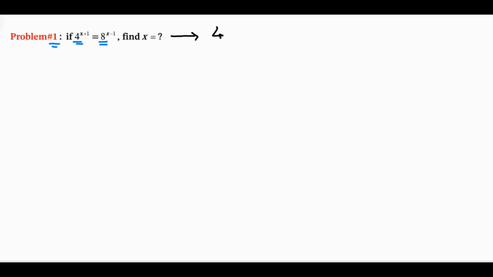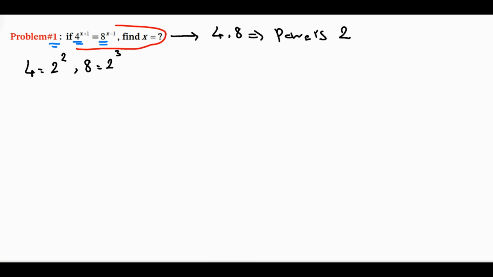Both 4 and 8, they've got something in common. They're both powers of 2. 4 equals 2 squared and 8 equals 2 cubed. So let's rewrite the whole equation using that. 2 squared to the power of x plus 1 equals 2 cubed to the power of x minus 1.